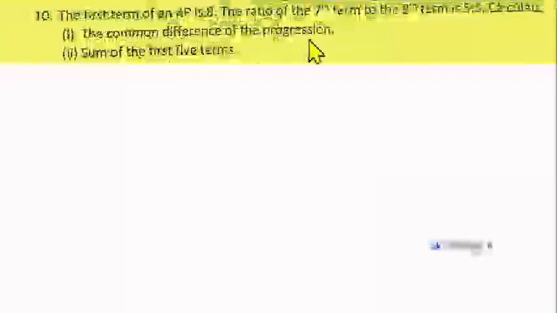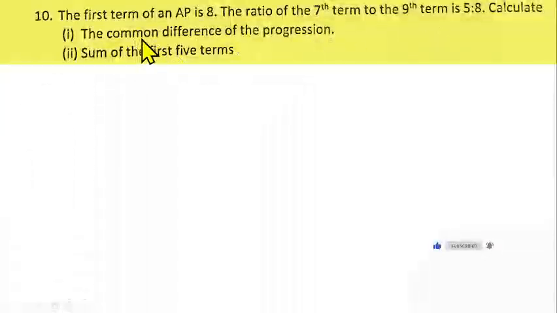Question number 10 is from arithmetic progression, sequence and series. In this case, the first term of an AP is 8. So the first term of an AP is a, which means a is equal to 8. So that's the interpretation of that.